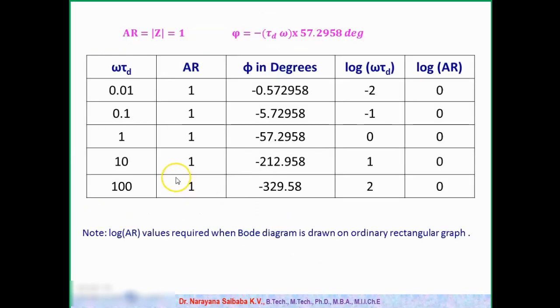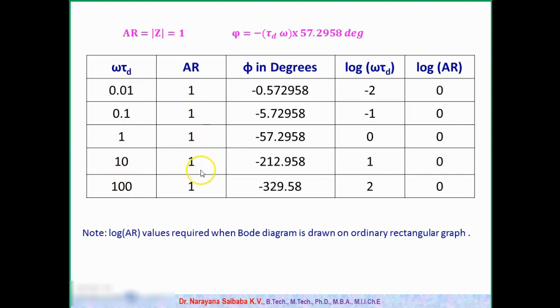In this way, we generate the formulas. Now we have to assume different values of omega. In both formulas we have tau d omega, so instead of omega, you can take tau d omega as the independent variable. Then the trend will be the same; there won't be any change. So we take different values of tau d omega here. We started with 0.01 and ended with 100.